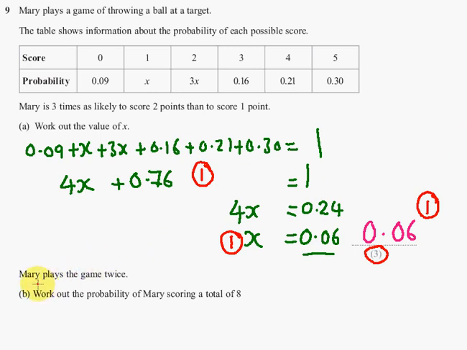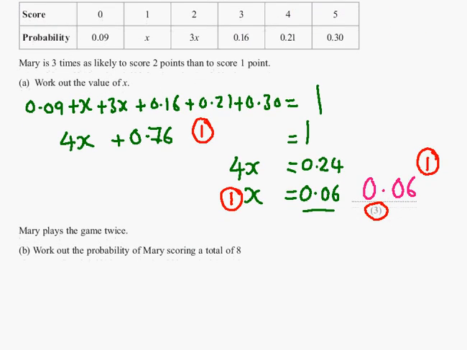For part B, Mary plays the game twice. Work out the probability of Mary scoring a total of 8. Okay, so she's going to play the game twice. I'm picturing a probability tree. Now, what 2 scores could she get to give you a total score of 8? Well, she could get 4 and 4, so we want that probability. She could get a 5, 3, and she could also get 3, 5.